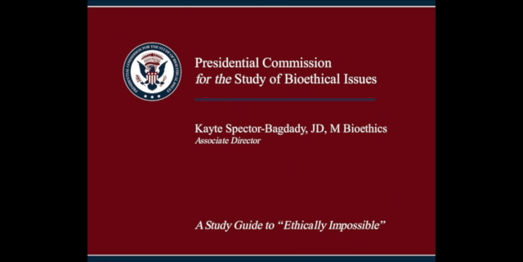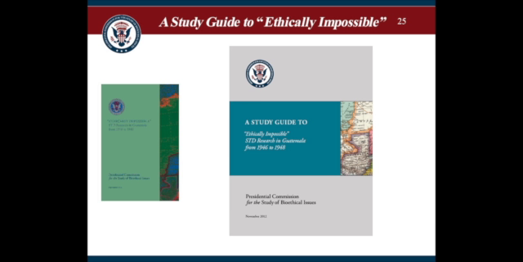So, in addition to our modules that Misty just spoke with you about, the Bioethics Commission has also put out one all-inclusive study guide of its historical review and ethical analysis of the Public Health Service's sexually transmitted disease research in Guatemala in the 1940s. In the Commission's Ethically Impossible report, which you can see here on the left, it found that the Guatemala experiments involved gross violations of research ethics as judged against standards both today and at the time.